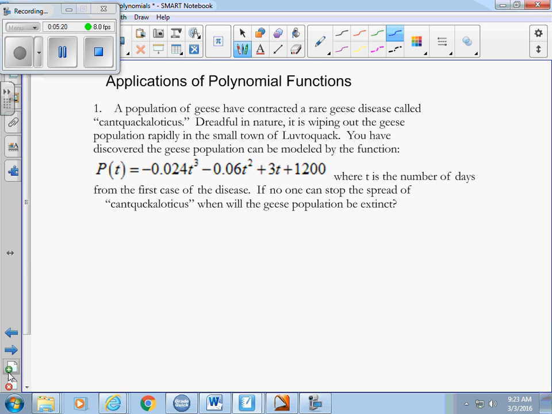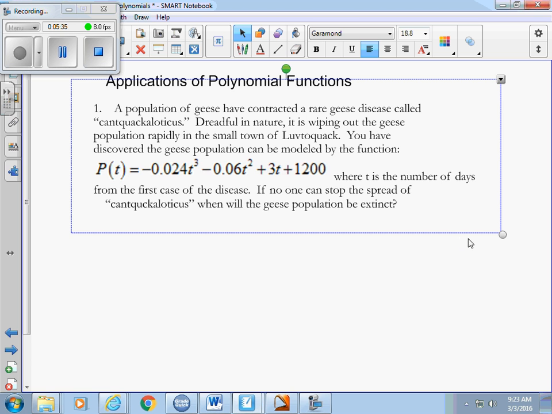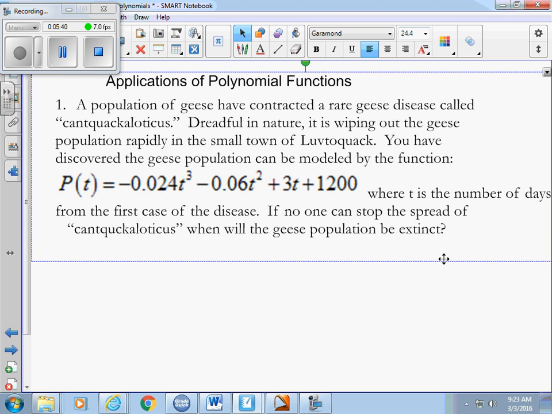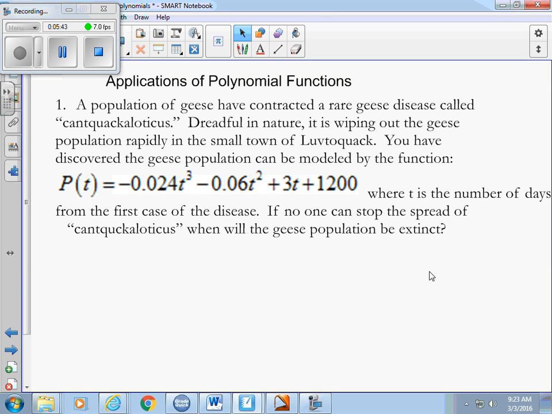Okay, today we're going to look at some applications of polynomials, and so I have this first one here. I didn't make this problem up, I promise. But someone very creative did. A population of geese has contracted a rare goose disease called cant quack melodicus. Dreadful in nature, it is wiping out the geese population rapidly in a small town of Lump Quack.